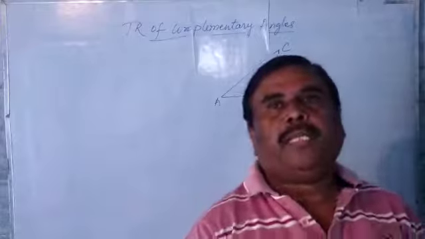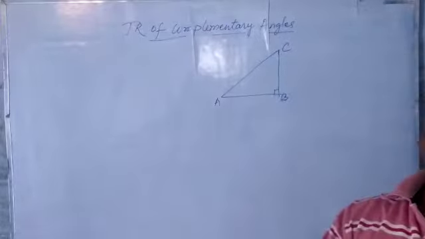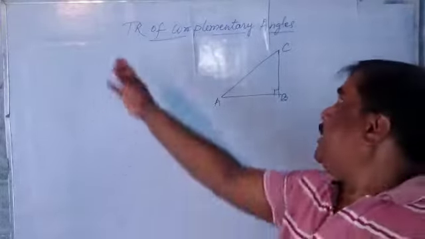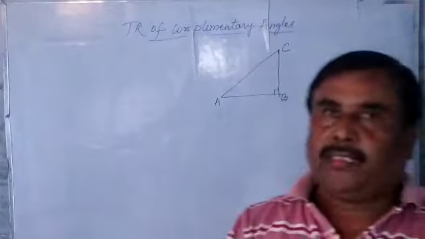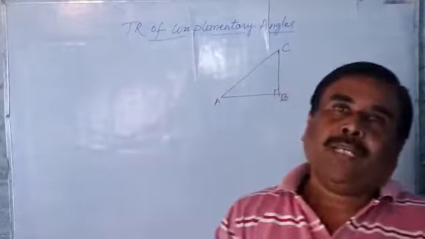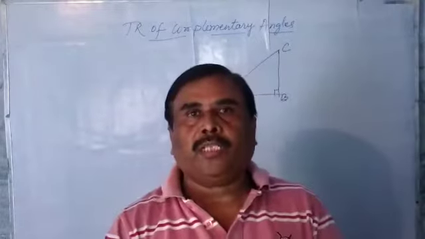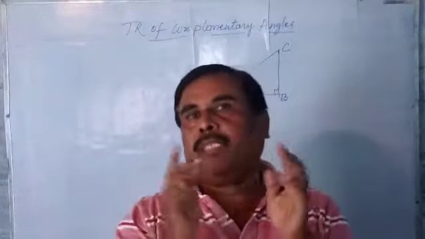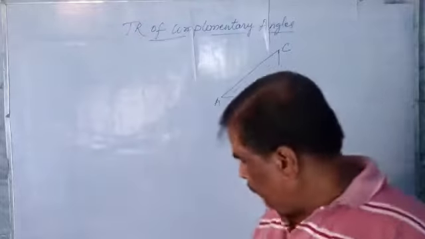Today our topic is trigonometrical ratios of complementary angles. It means TR of complementary angles. My dear students, if you recall, two angles are said to be complementary angles if their sum is 90 degrees.